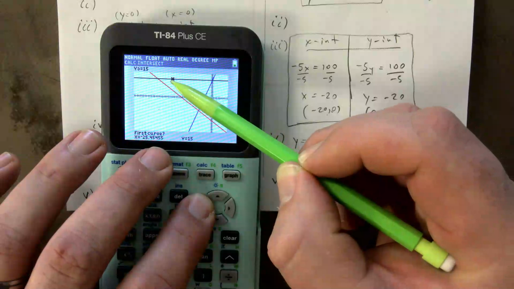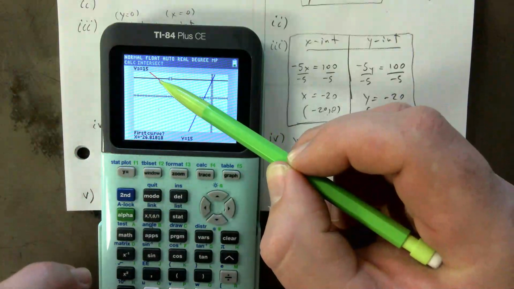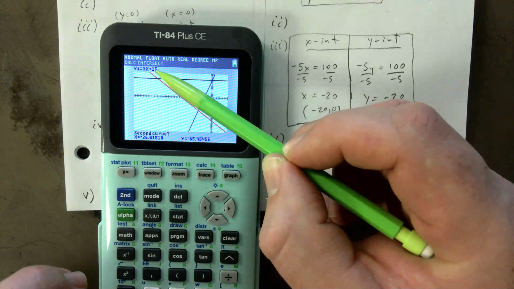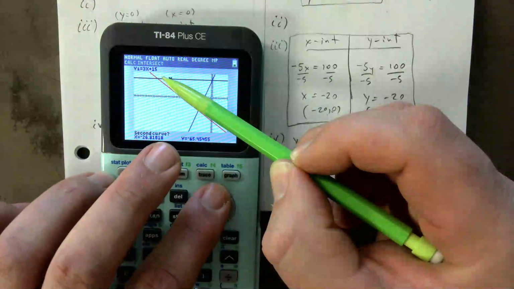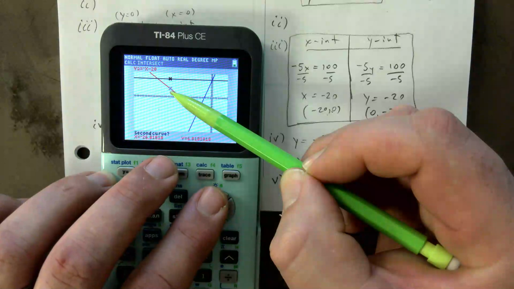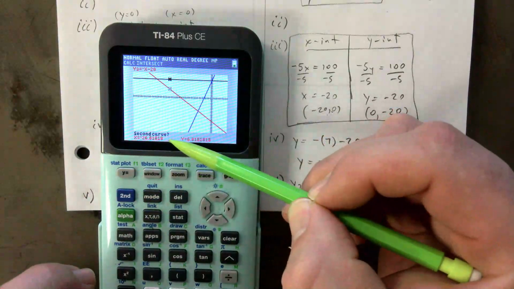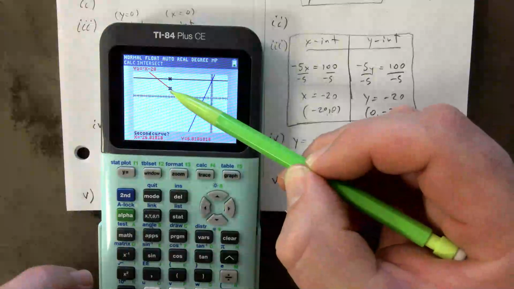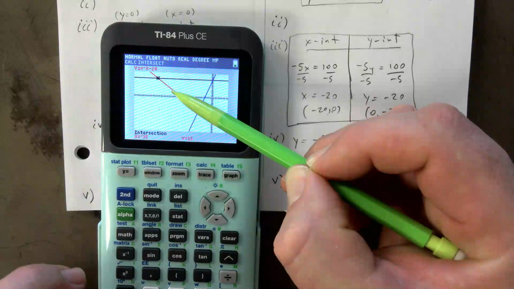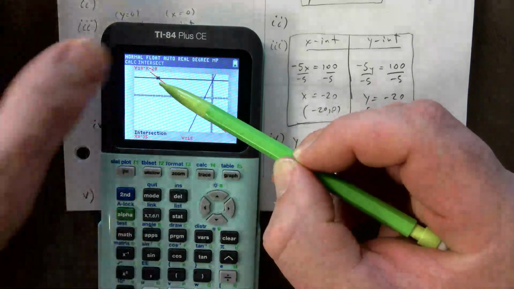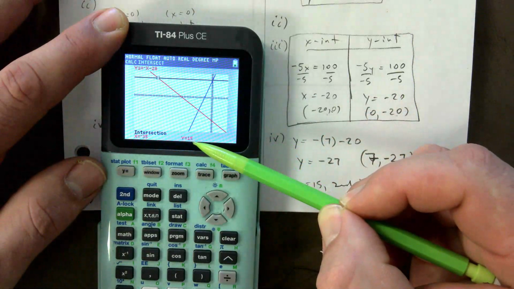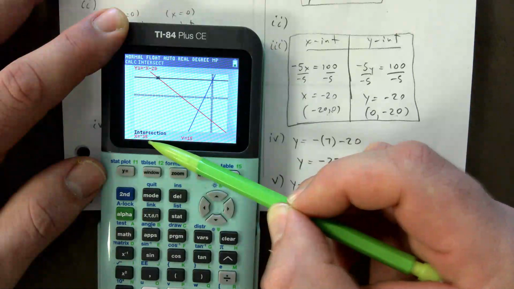I'm going to go a little closer to that one. You don't have to, but I'm going to hit enter there, and then it jumps to the blue line. I don't want that one. So keep cycling through until you get to the red one. It's asking what point on the second curve do you want me to start looking? So there it is. Hit enter, and then enter one more time when it says guess. So there's your intersection. When y is equal to 15, x is equal to negative 35.